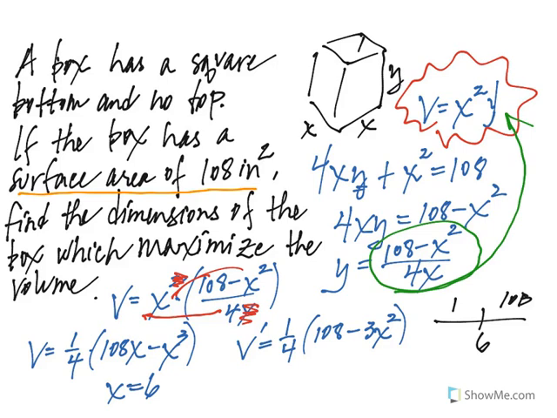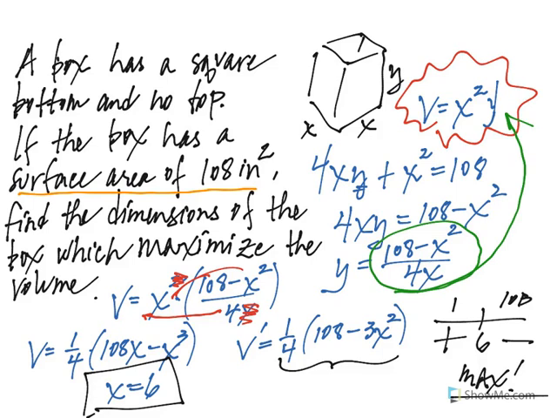I plug in 1 into my slope machine, which is right here. I get 108 minus 3, definitely positive. 1/4 of that is also positive. This is looking good. Now I plug in 10 billion. 108 minus 3 times 10 billion squared. Let's see, carry the 1. Yes, that's negative. That means this is in fact a max. Goes uphill to the left, downhill to the right. So x equals 6 is my first answer. I'm going to go ahead and box it.